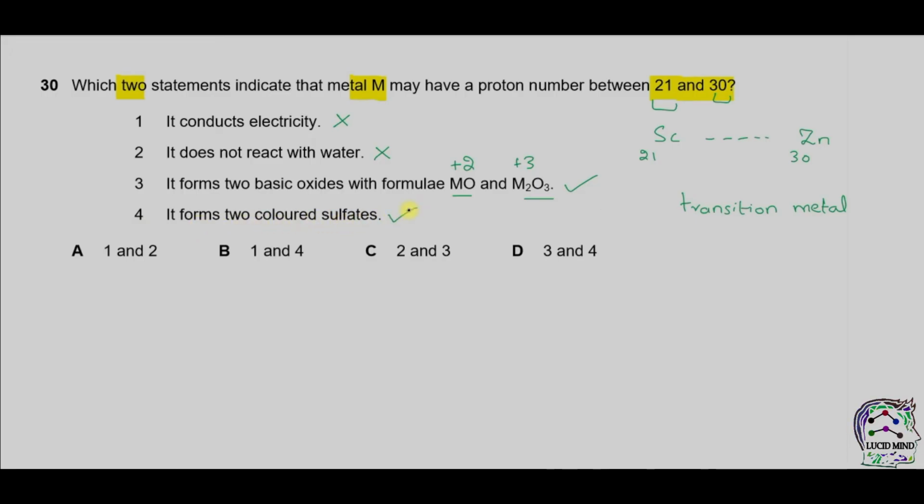Number 4, it forms two colored sulfates. Now this is also true because only transition metals form colored compounds, not other elements present in the periodic table. As options 3 and 4 are correct for transition elements, therefore the answer is D.